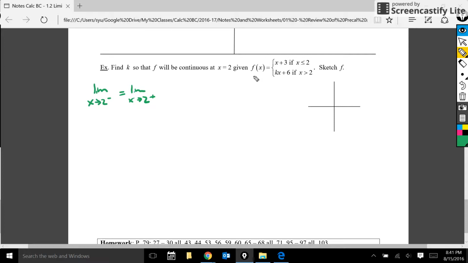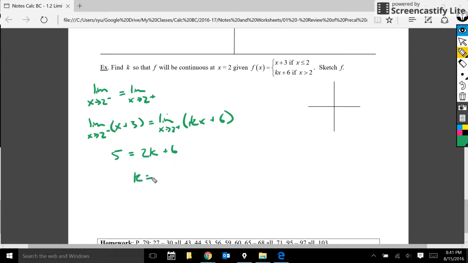And because I have a piecewise function, I'm actually going to use different functions. So from the left, I'm going to use this top function, x plus 3. And from the right, I'm going to use that bottom function, kx plus 6. That's a k. kx plus 6. Right, and if I go ahead and plug in these 2's, I get a 5 here. I get 2k plus 6. So if I solve for k, I get that k is negative 1/2.